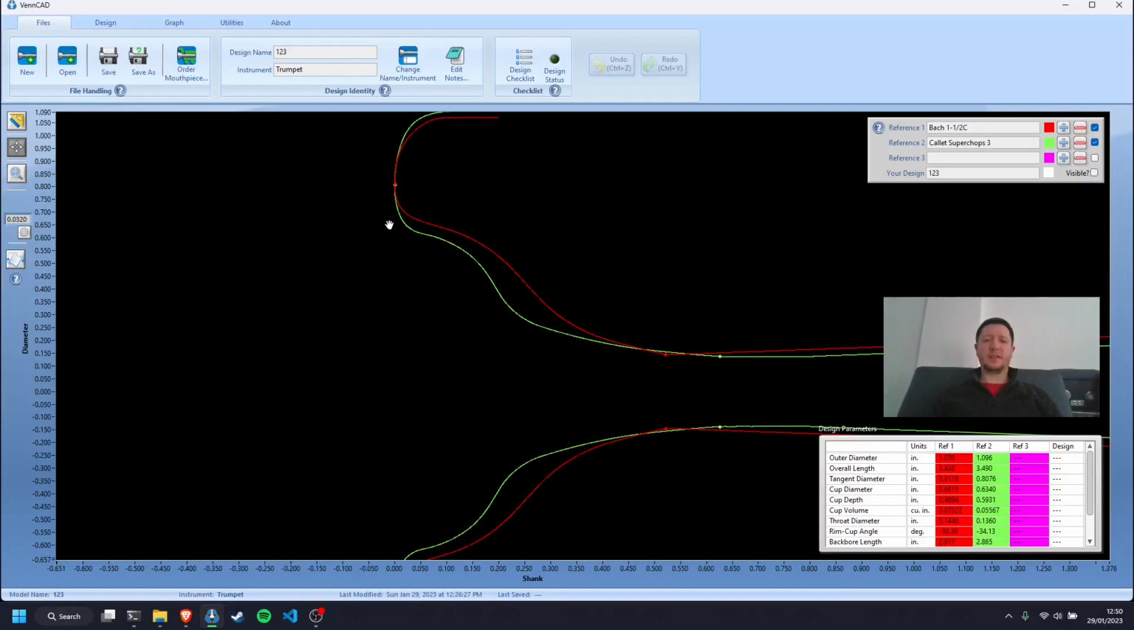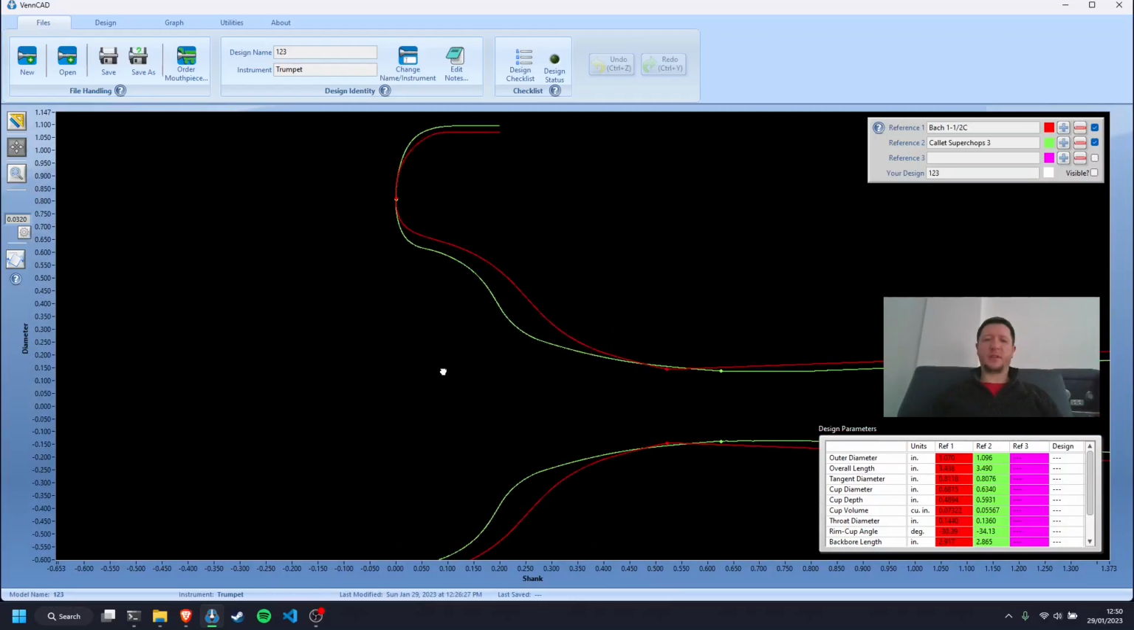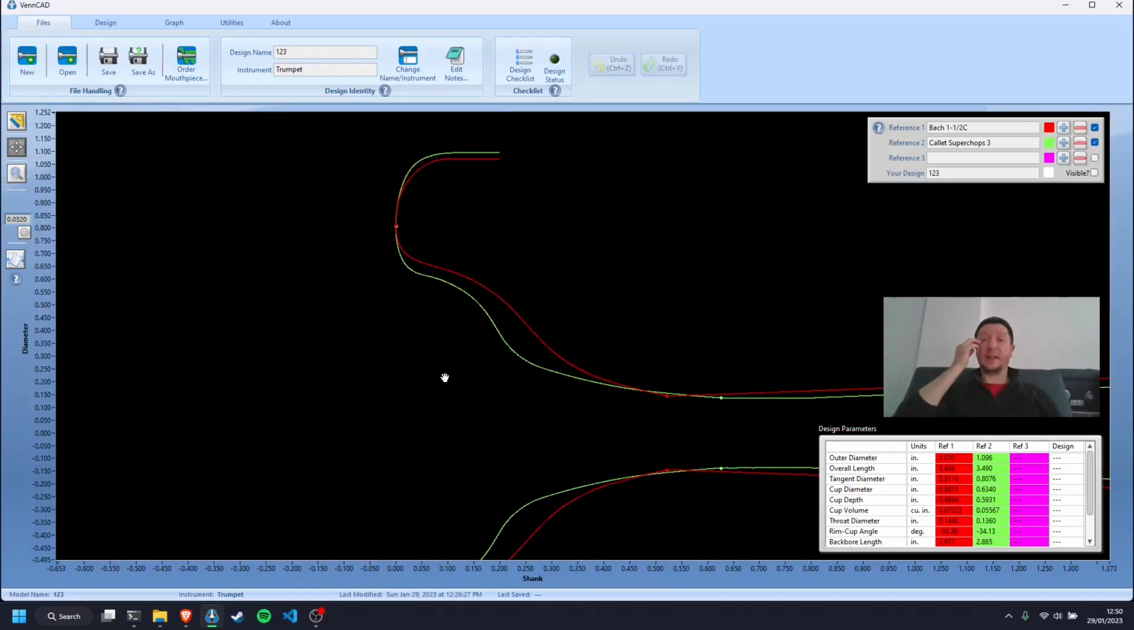There are all sorts of things. You can also notice that what we might call the bite or the alpha angle on the Callet mouthpiece is actually more pronounced. So you will feel that inside edge of the cup with your chops more, and many would argue that would help with your articulations. It would make your attacks cleaner.